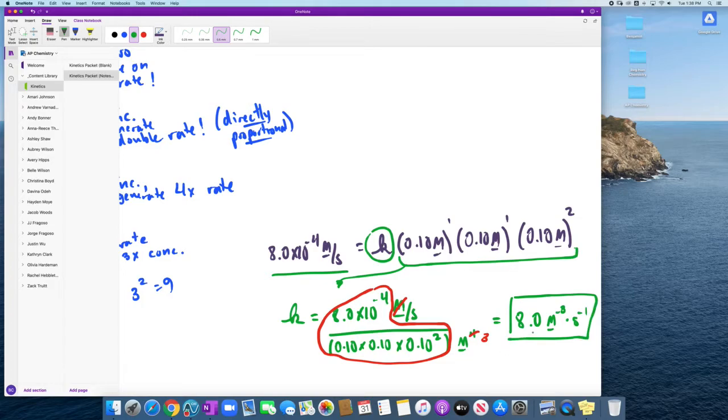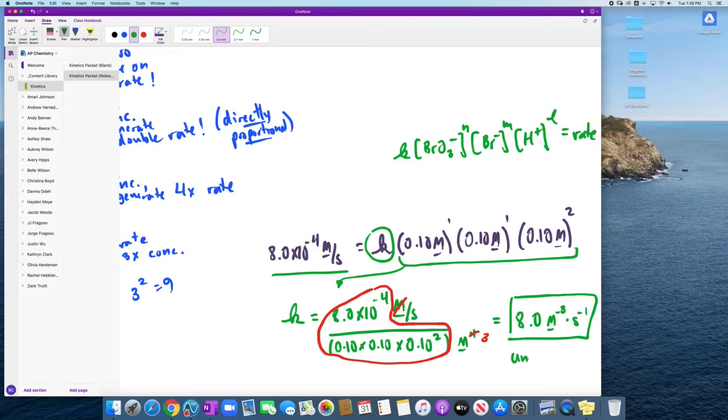In other words, now that we know K and the value of N and the value of M and the value of L, we know exactly what the rate's going to be at any moment. Okay, so we could substitute those values back in. So that's how you can solve for the rate constant and take into account what the units are.